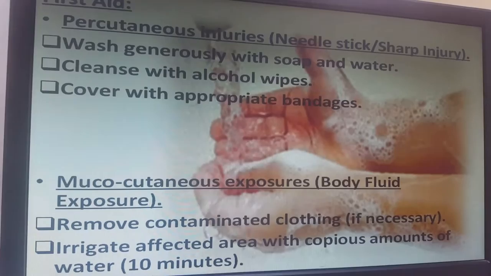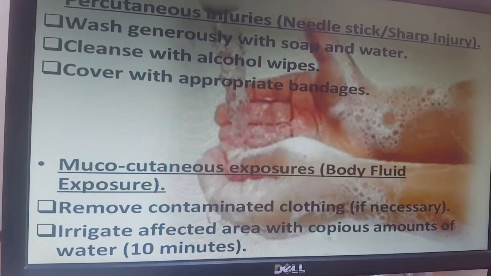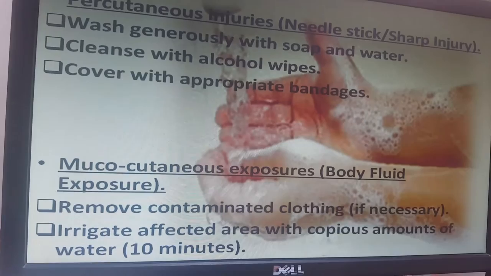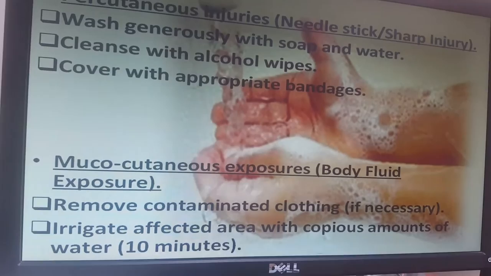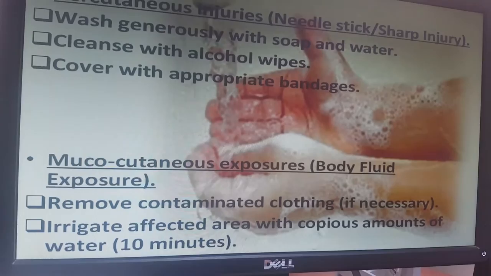And for body fluids exposure, you have to remove the contaminated clothing. You have to irrigate the affected area with a copious amount of water. You know there is irrigation in many places in the hospital. We saw in the laboratory there is irrigation because they deal a lot with blood and can have exposure to body fluids. So they can do irrigation for 10 minutes with plain water. Okay, this is very important.